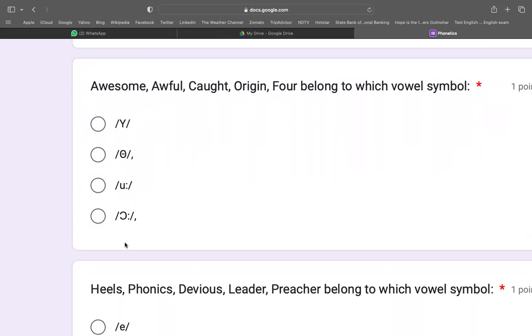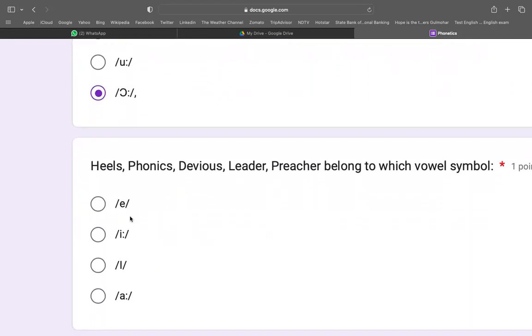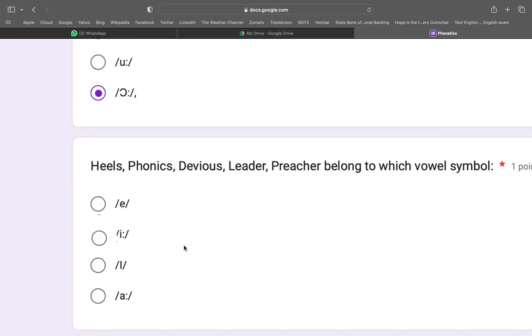Now we came to the vowel symbol, right? So this one is called awe: awesome, awful, caught. Okay. Now coming to the next one: heels, phonics, devious, leader, preacher belong to which vowel symbol? So it's called the E sound. So this will be heels, phonics, devious.